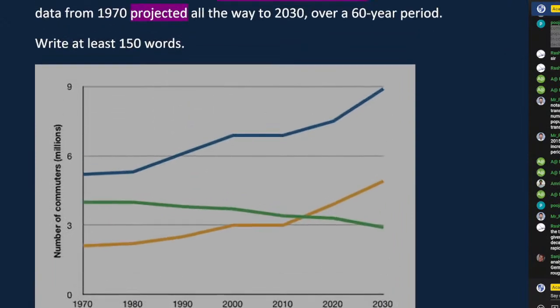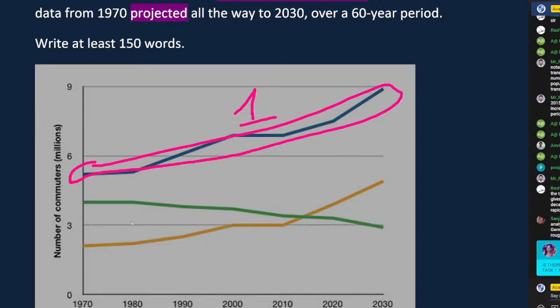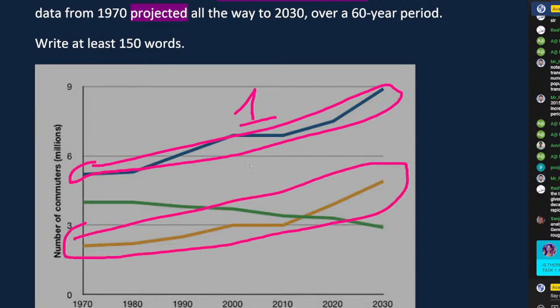So here, my point number 1 is this popularity of cars or automobiles. And then my point number 2, okay, is the increase of cars and trains, right? That's my point 2, right?